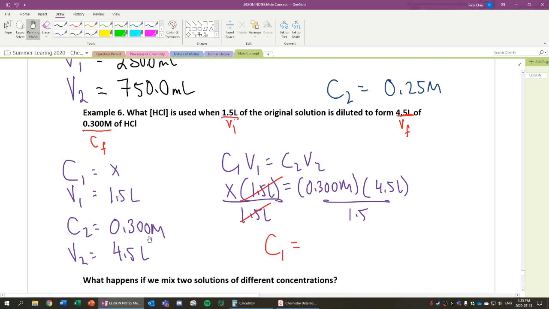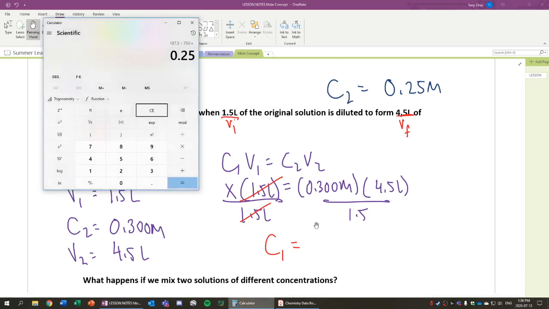If our volume initially was 1.5 liters and we diluted it to 4.5 liters, we increase the volume by 3 times. Which means if we increase the volume by 3 times, our concentration would have decreased by 3 times. Which means that our initial concentration should be 3 times higher than this one. Well, what is it going to be if it's 3 times higher? Well, it should be 0.9.